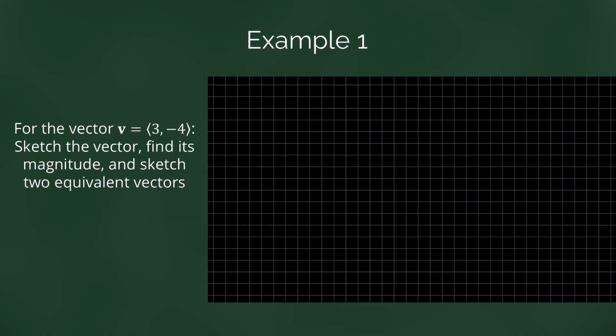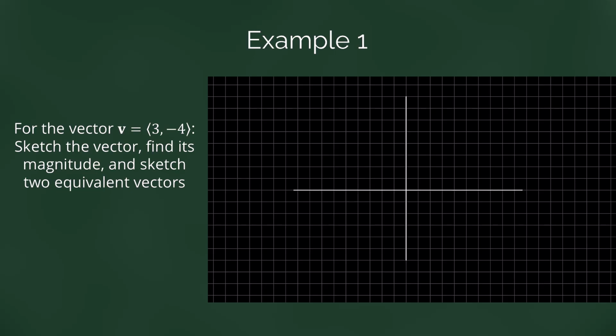Let's take a look at an example. We have the vector V equals ⟨3, -4⟩. We want to sketch this vector, find its magnitude, and then sketch two equivalent vectors. So we know by the way that it's written that this is a vector that has a horizontal component of 3 and a vertical component of negative 4.